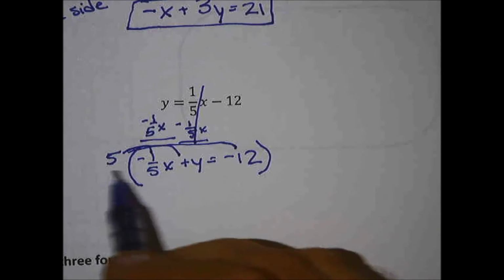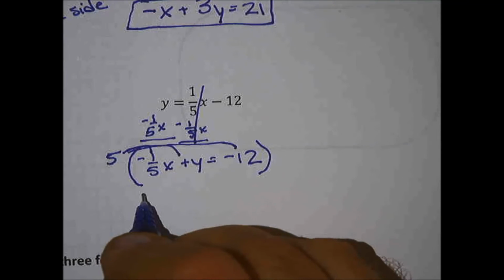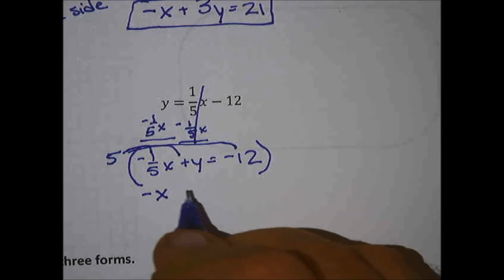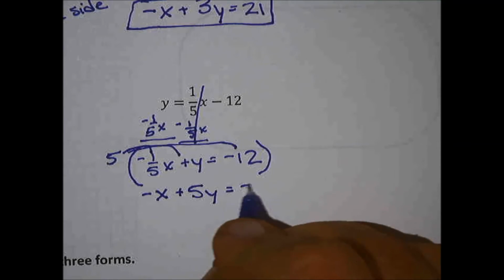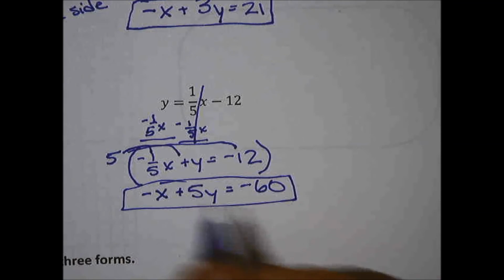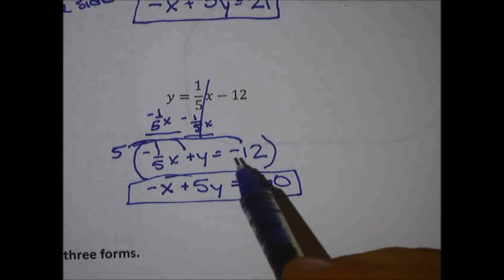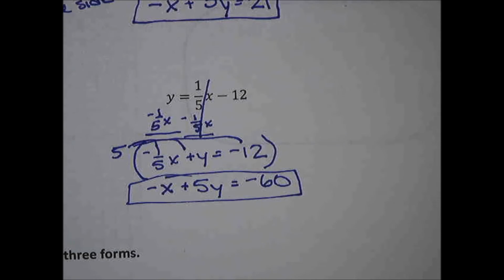So I'm multiplying 5 by everything. 5 times 1/5 is negative 1, or just negative x, plus 5y equals negative 60. And there we go. That'll be our answer. Hopefully you got that and you didn't leave it in this one up here. Make sure to kill that fraction.